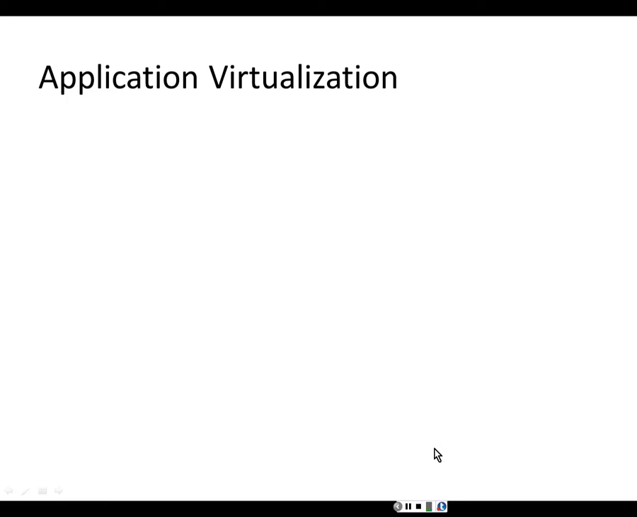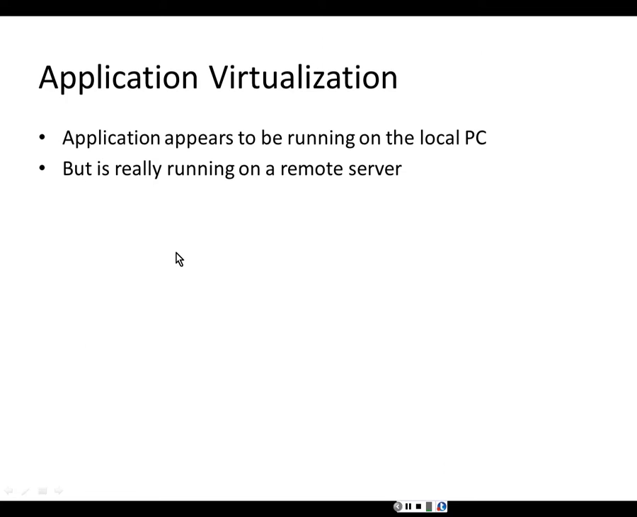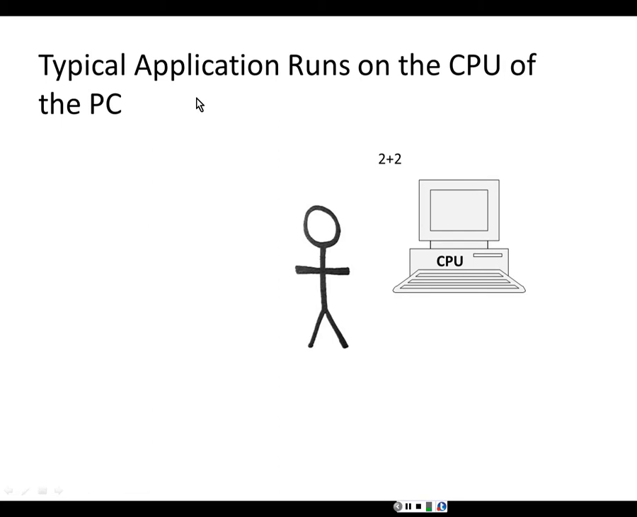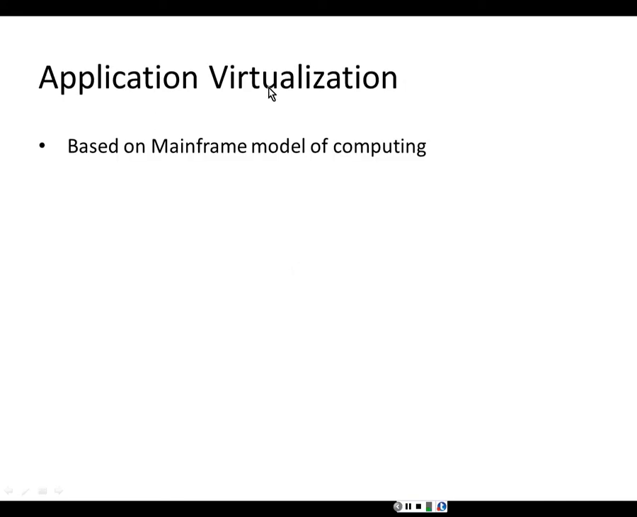That was server virtualization. Now let's discuss application virtualization. Application virtualization can be defined this way. A virtual application is an application that appears to be running on the local PC, but it is really running on a remote server. Now, typically an application runs on the CPU of the PC where the user is standing. That's a typical application.